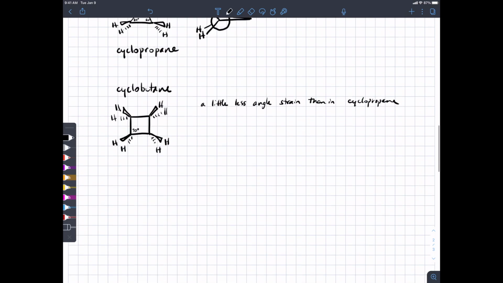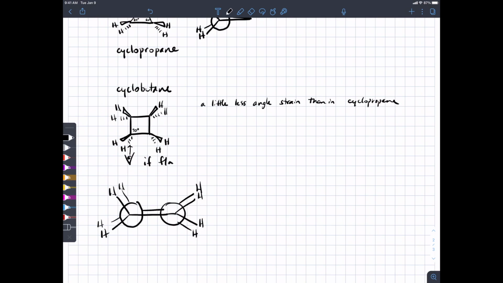Though, again, if we looked down one of these carbon bonds, if the square were completely flat, I guess we can do a double Newman projection like this. We would see all the carbon-hydrogen bonds in the front eclipsed with carbon-hydrogen bonds in the back. And that would be a lot of torsional strain if the molecule were flat.